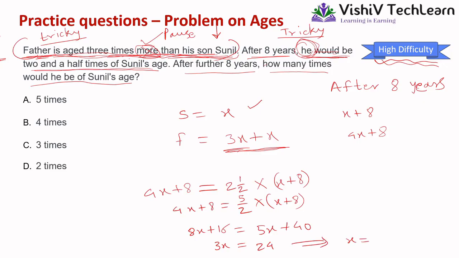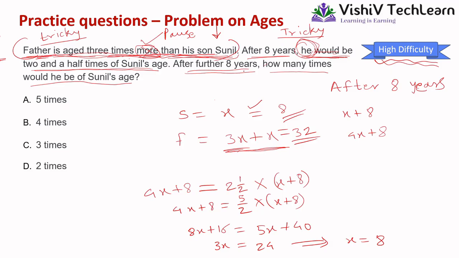This gives x equals 8, since 8 times 3 is 24. X is 8 means the present age of the son would be 8, and the present age of the father would be 8 times 4, which is 32, so 32 years. These are the present ages, correct.